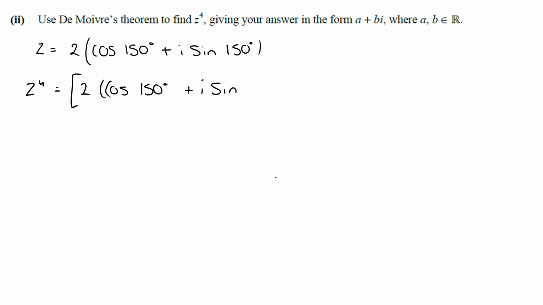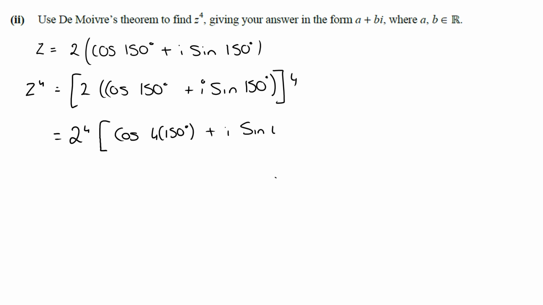How we work out z to the power of 4 is use our log tables, and it'll give us the rule, and that is you do 2 to the power of 4, and then you have cos of 4 times the angle. So that multiplies the angle, plus i sine 4 times 150. So that is what de Moivre's theorem states. We do need to be able to prove de Moivre's theorem. We'll do that in the proof section, but it's really, really handy to work with it.